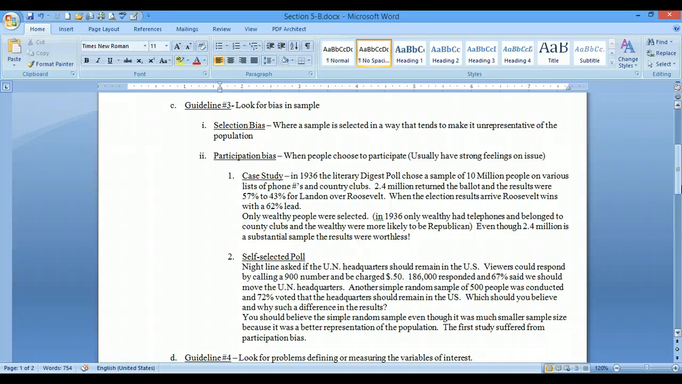So in our example from 5A, if you watched the video, we talked about this, the LDS families who were prepared with the 72-hour kit. One way to make sure that the sample was not representative of the population, we could have picked all of our 1,000 families from Salt Lake, Utah, or just Utah in general. That is unrepresentative of the population of LDS families because we are a worldwide church and it needs to be representative of the population.